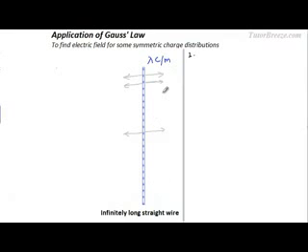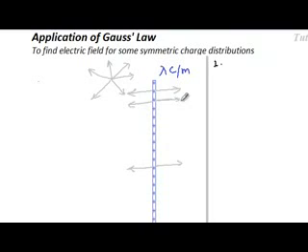Now, if you're looking at the same wire from the top, so if I'm looking at the wire from the top over here, I would see something like this. I would see electric field lines on all sides, just like you have the electric field due to a point charge.